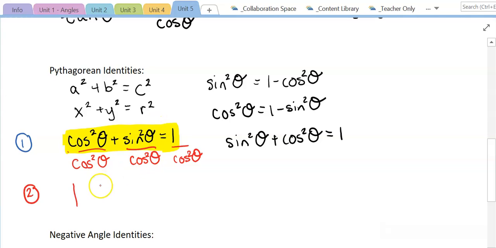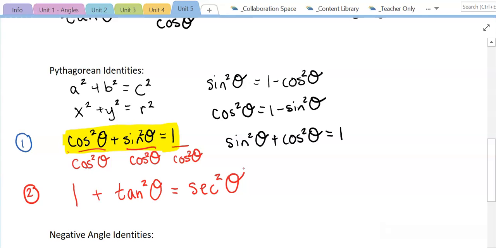Then we have sine squared divided by cosine squared. So sine over cosine simplifies down to tangent squared. And 1 over cosine is going to give us a secant squared. So that's our second Pythagorean identity.